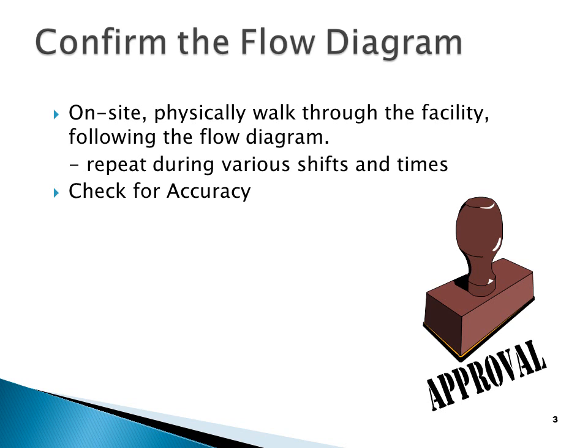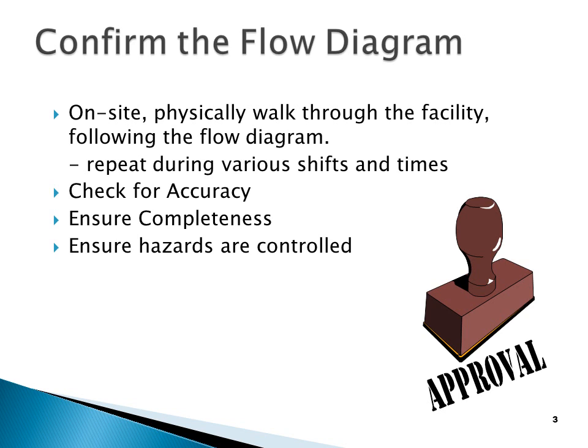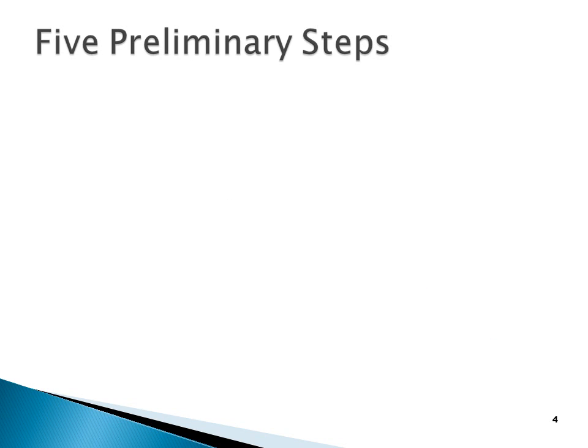Make sure it's accurate, make sure it's complete, and make sure that the hazards are controlled, meaning that we've selected all of the control points that we need to address later on. So that's our 5 preliminary steps.